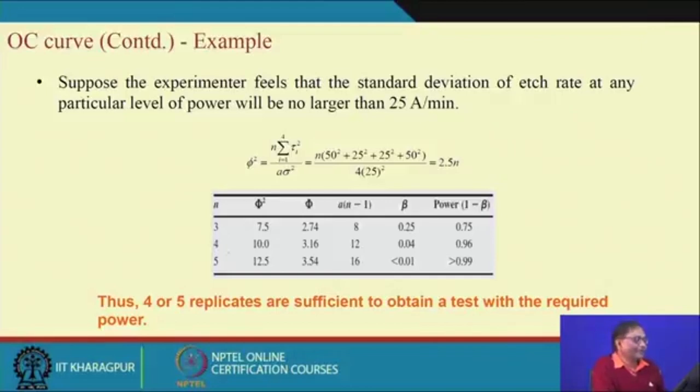Now, you consider 4. If you consider 4, phi square becomes 10 and phi becomes 3.16. A into n minus 1, that is nu 2, becomes 12.